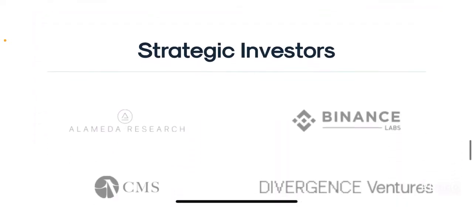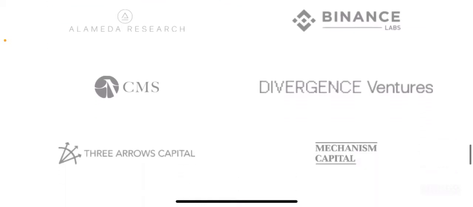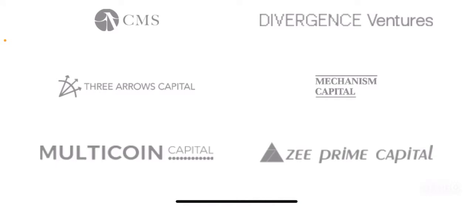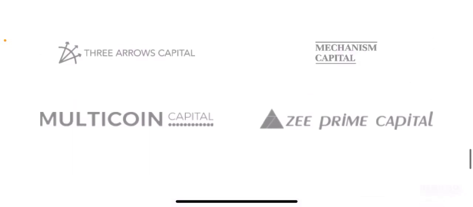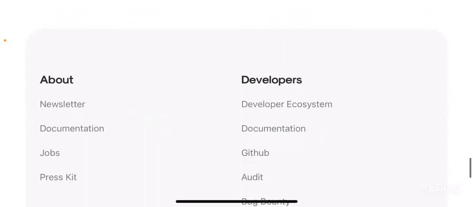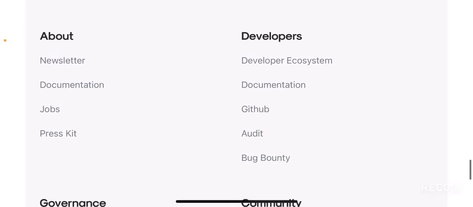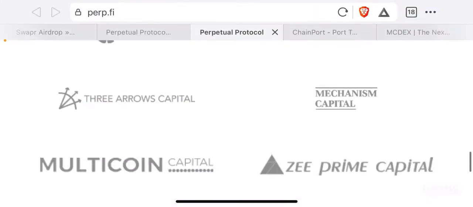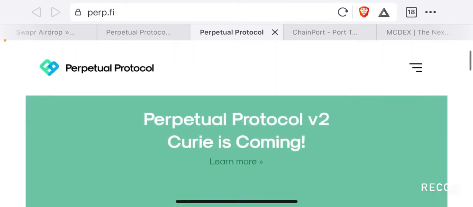Strategic investors. So Binance Labs have invested in this project, and that's one of the reasons why Binance listed this project earlier than Coinbase. Alameda Research, which is also a very popular venture capitalist, have also invested in this project. Divergence Ventures, CMS, Three Arrows Capital, Mechanism Capital, Multicoin Capital, and Z Prime Capital are other venture capitalists who have also invested in this project, right? So apart from that, you also have other information at the bottom. They also have a bug bounty program, and you can also look into their audit information. But overall, it's a pretty straightforward and simple website with all the information present in bite-sized pieces for anyone to understand their project, right?